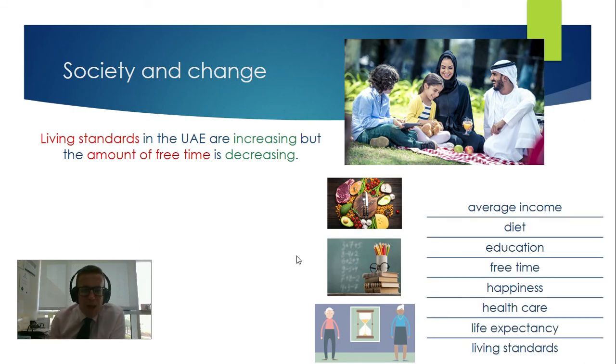Let's look at society now, things that we need to think about in society. There's obviously many things, but these is what appeared in the book. Average income, diet, so here, this picture, what you eat. Education, which is this picture. Free time, which could be this picture, spending time with your family. Happiness, again, it could be this picture. Healthcare, life expectancy. So life expectancy is how old we expect people to live for. And living standards.